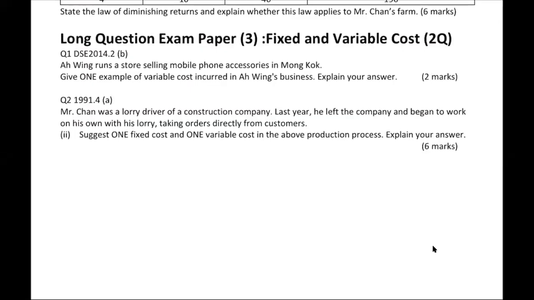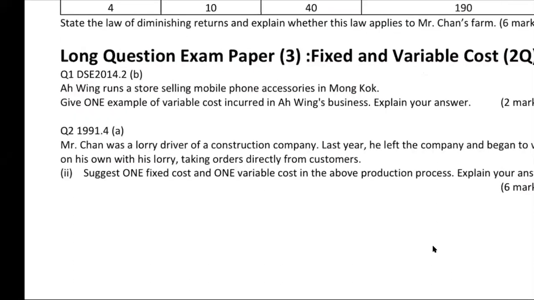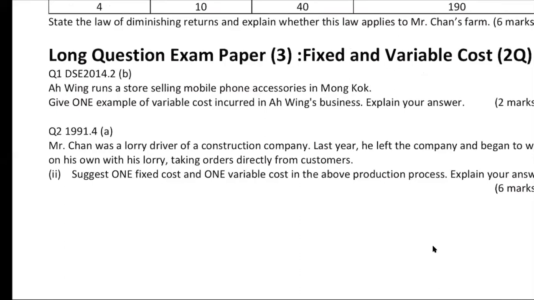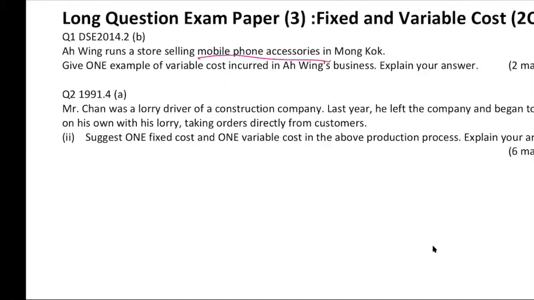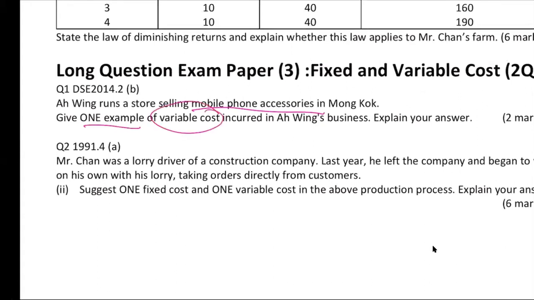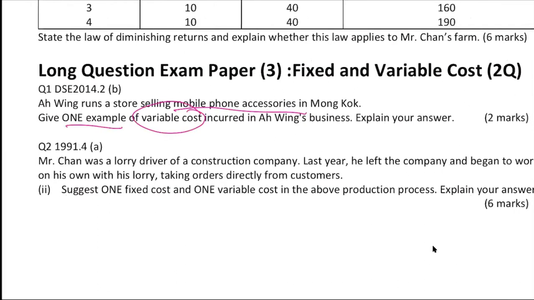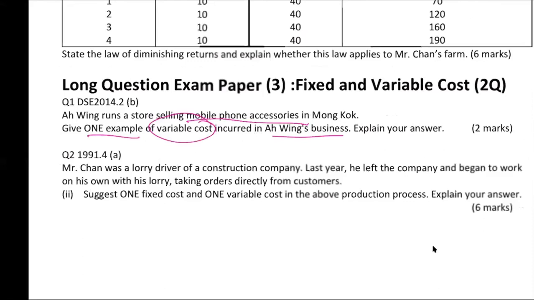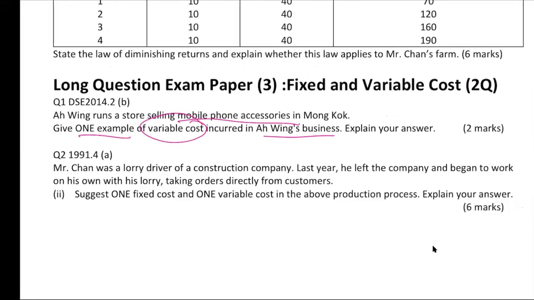Okay, the last part I would like to mention is about this one. It is very easy, but you will fall into the trap if you do it carelessly. Actually, yesterday we mentioned this question. A store sells mobile phone accessories, and they ask you to give one example of a variable cost of the business. Maybe you try. Can you mention one variable cost of the business?